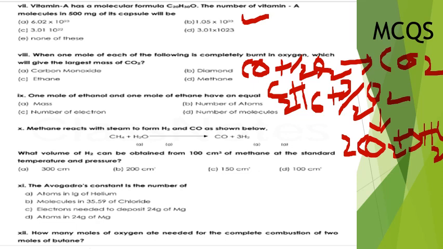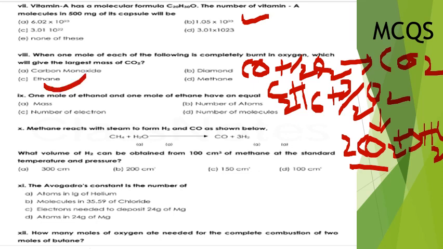Now the next one is there. The methane then burns in air. It produces 1 mole of carbon dioxide and 2 moles of water, right? So what will you get? You will get the answer is ethane, as it has produced the maximum number of carbon dioxide. So the answer is option C.